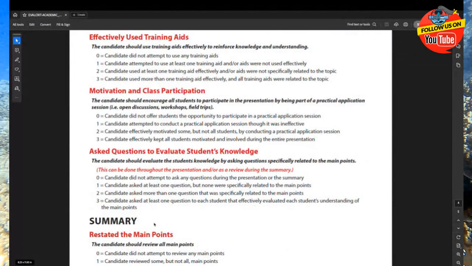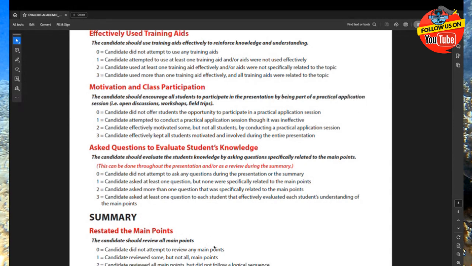The next question was ask questions to evaluate the student's knowledge. This was an easy 3 earned. Candidate asked at least one question to each student that effectively evaluated the student's understanding and knowledge. You asked, have you heard of this? I think it was mediastinal emphysema. Have you heard of this? And if he popped up and been like, well, obviously you have. But oh no, I hadn't heard of that one. So it gave you a chance to teach.